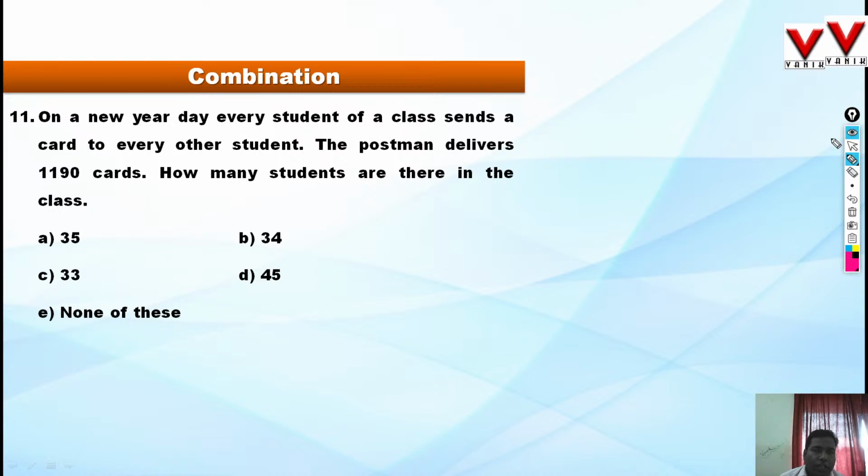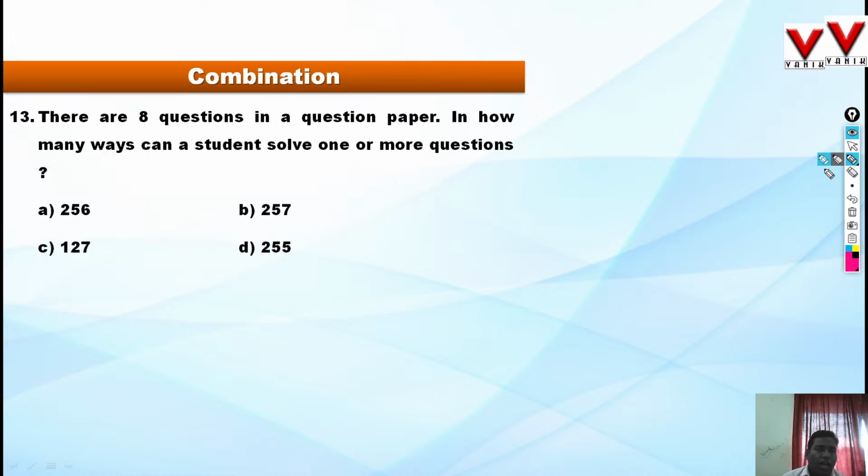In an examination, a minimum is to be secured in each of 6 subjects for a pass. In how many ways can a student fail? Same question. There are 8 questions in a question paper. In how many ways can a student solve 1 or more questions? Suppose he solved 1 question, 8C1, any question, and 8C2 plus 8C3 plus 8C4 plus 8C5 plus 8C6 plus 8C7 plus 8C8. That means 2 to the power 8 minus 1. 2 to the power 8 means 256 minus 1. Answer is 255.